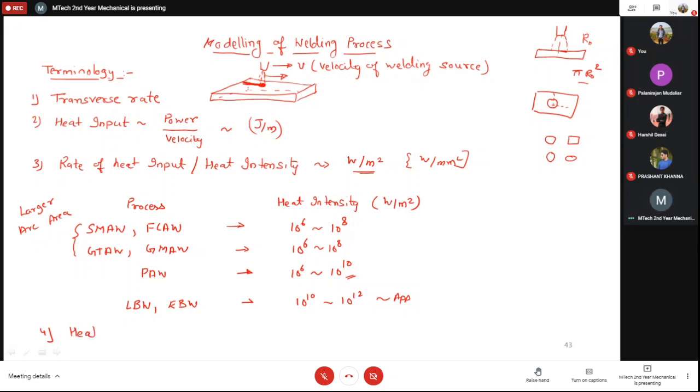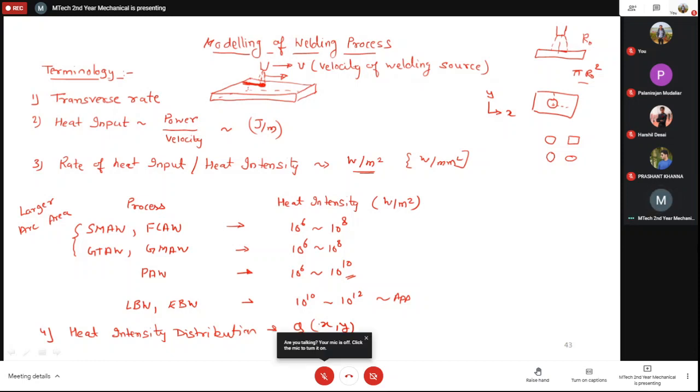Okay, so heat intensity distribution means the input heat Q, how it varies as a function of, let's say this is x and this is y. Okay, and so how it varies as a function of x and y. That is what we'll call the distribution of the heat intensity.